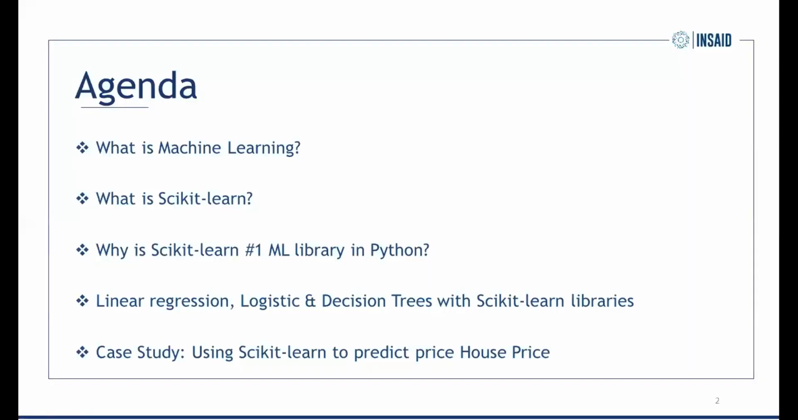Okay, the agenda, I'll keep it straightforward and simple. What is machine learning? What is Scikit-learn? Why is Scikit-learn so popular right now? A few of the algorithms that you can use with Scikit-learn, since there are plenty of such algorithms. And a case study: just to show you how we really do machine learning using Scikit-learn, I'll walk you through a small case study on predicting house prices. So this is what we're going to do in today's session.